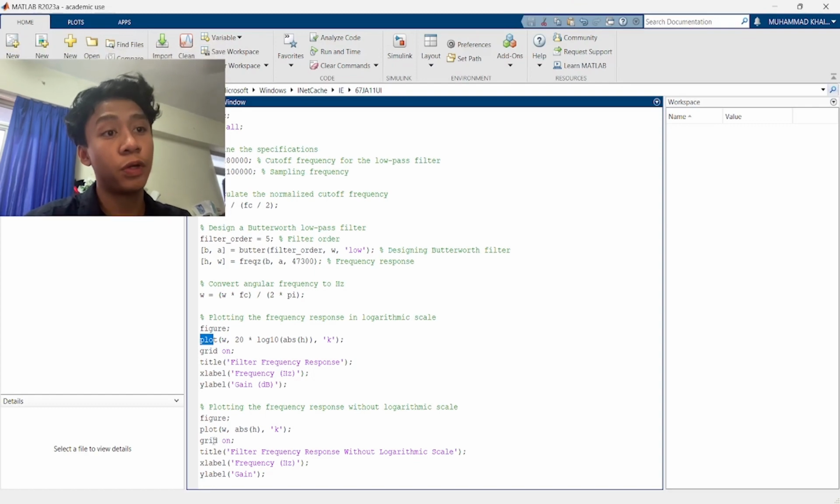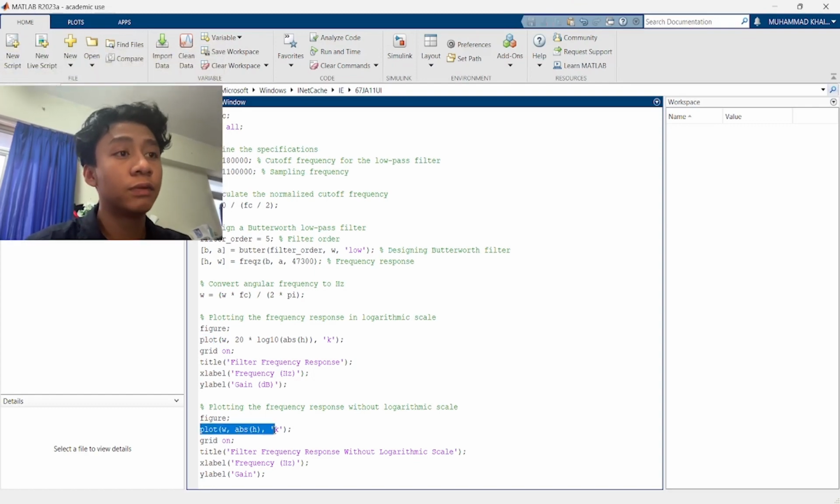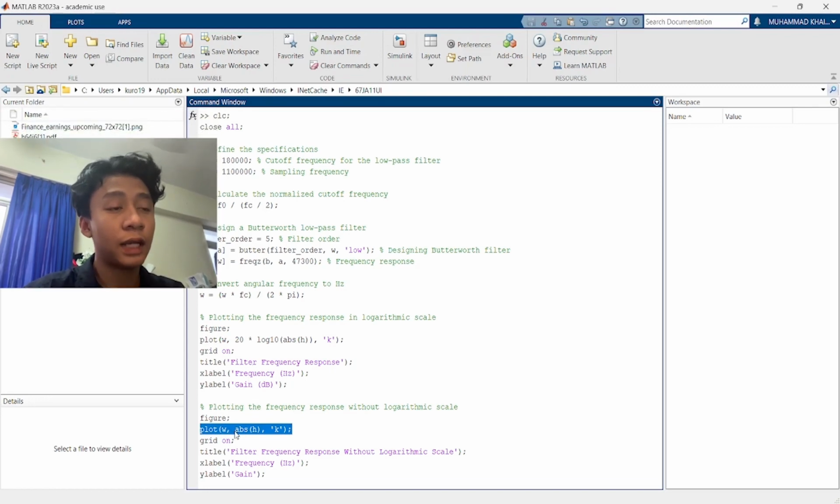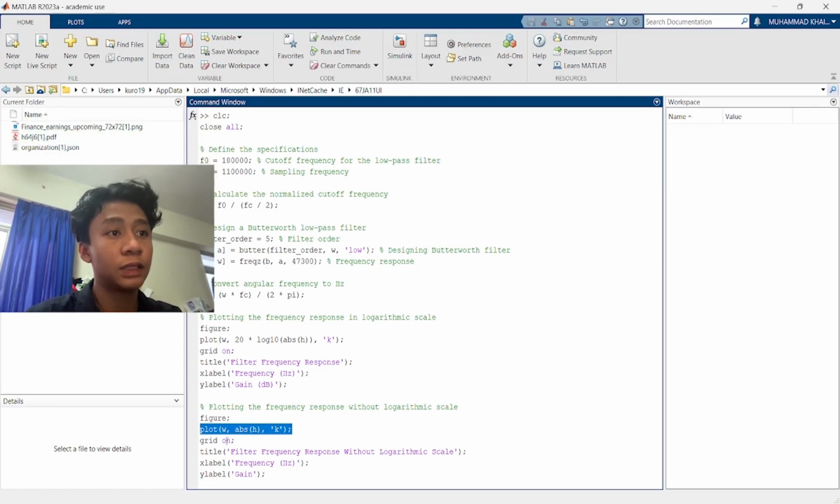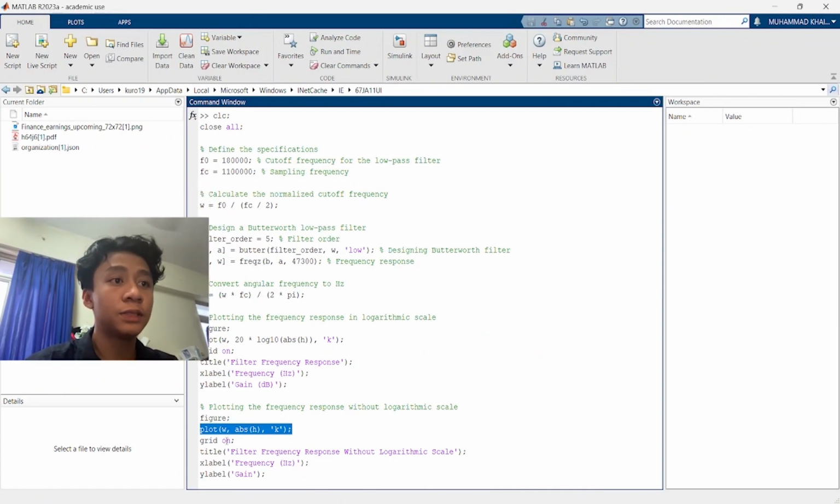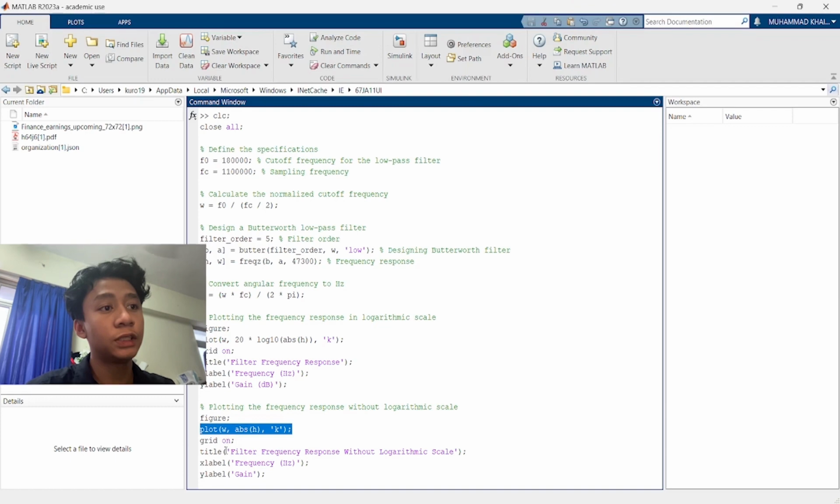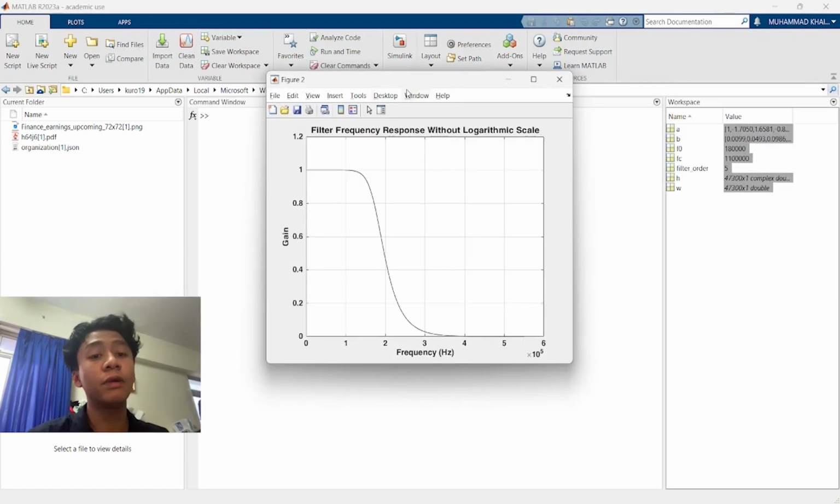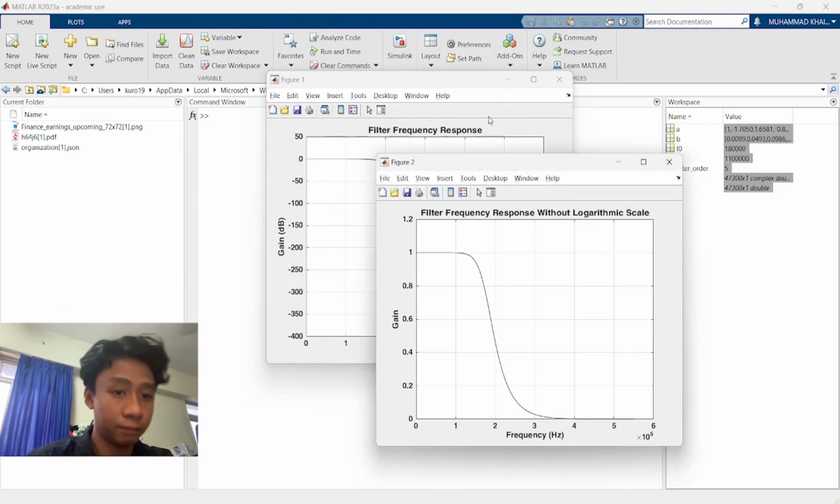Another plot is the filter frequency response without log scale, which is also the same. But for the second plot, I don't use the 20 log, just the absolute H and W, and the X label is frequency and gain. Now we start the simulation.